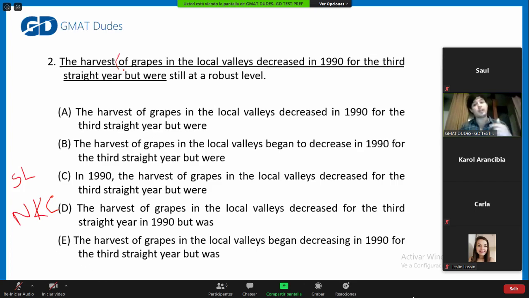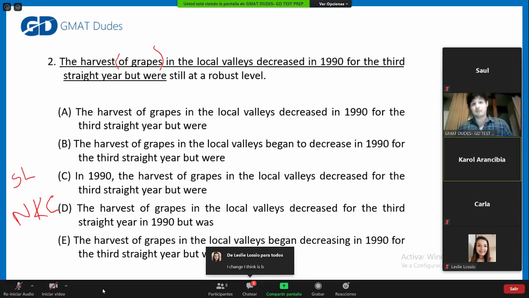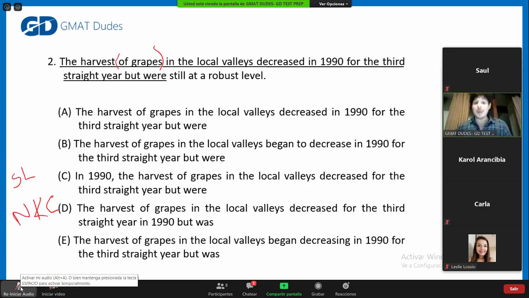There are words that are known as prepositions. And don't worry, if you take classes with me, I'm going to explain this to you in way more detail. But of is a preposition. Of grapes is a prepositional phrase. So guess what? Of grapes is not the subject, because prepositional phrases are never the subjects. So what is really the subject?